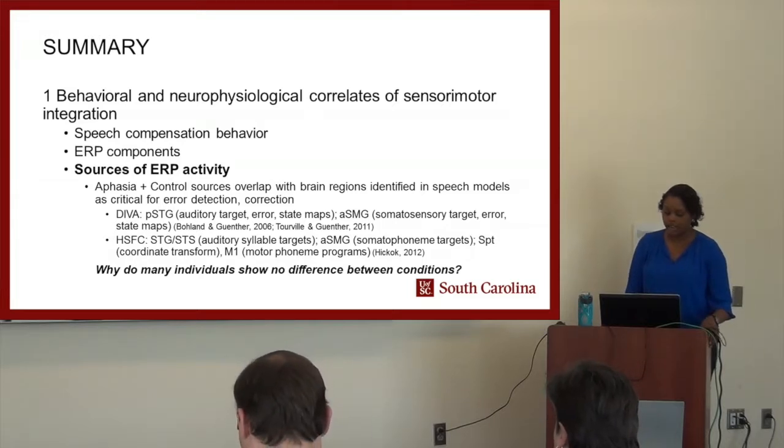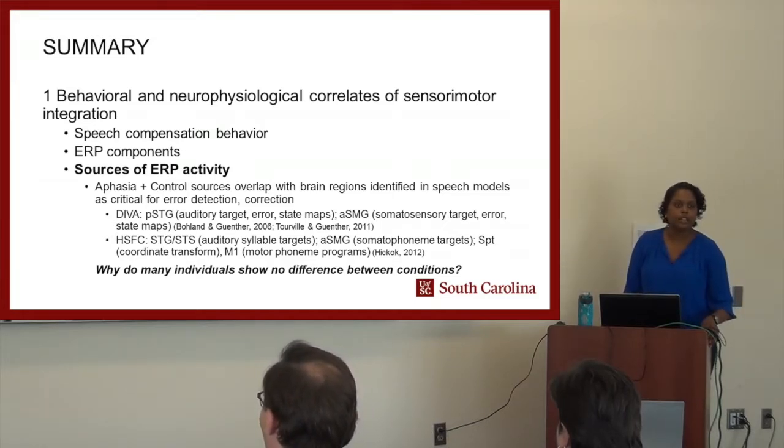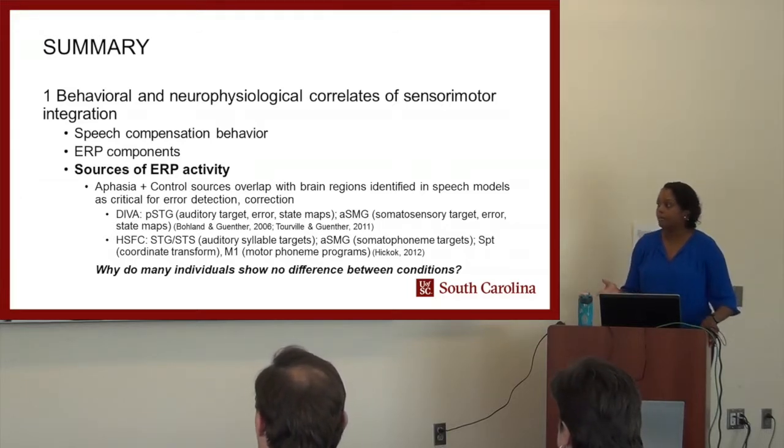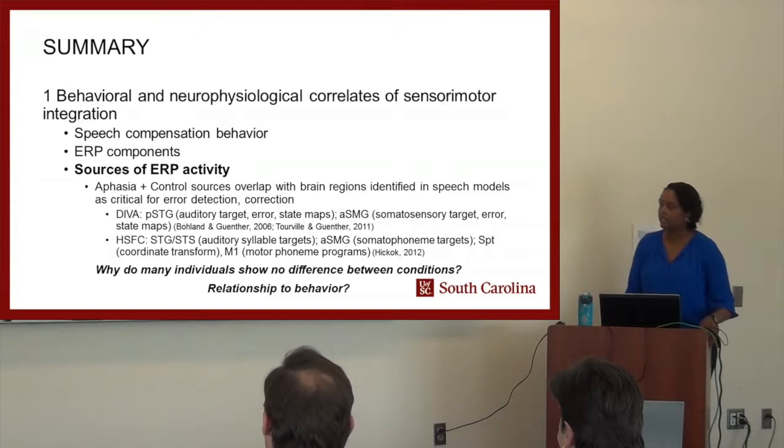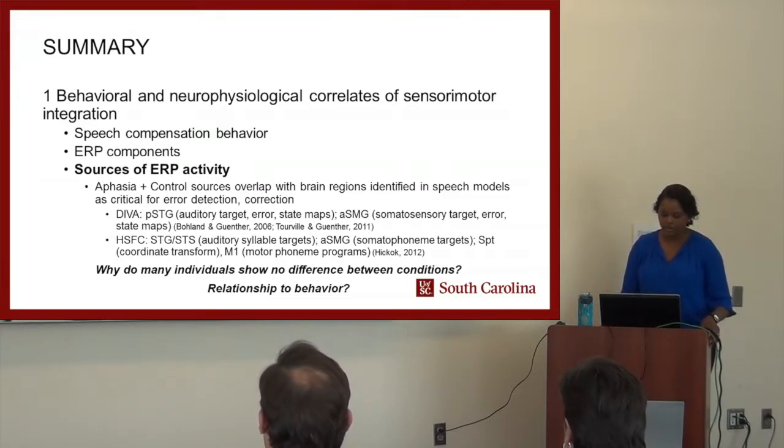So some questions we still have are, why do many individuals show no difference between conditions? We may be able to understand that a bit better by looking at additional contrasts. We contrasted the speaking and listening conditions here, but maybe in the future we could contrast speaking with a perturbation compared to speaking with no perturbation. And then the other question is, what's the relationship to the behavior? It wasn't clear why those with differences didn't show greater magnitude compensation or quicker responses, but teasing that out will be important later as well.